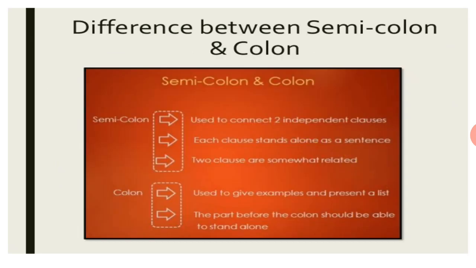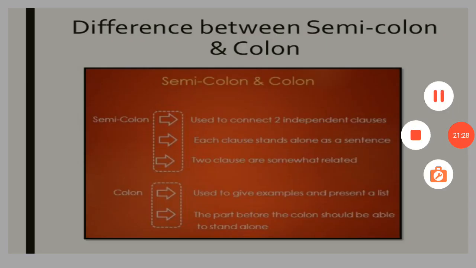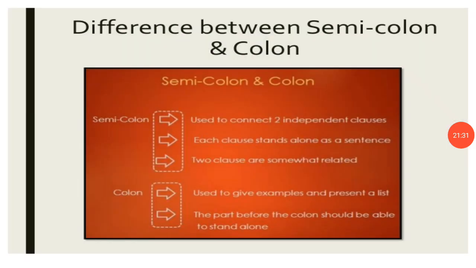Now the next one, difference between semicolon and colon. First, the semicolon is used to connect two independent clauses. Each clause stands alone as a sentence. The two clauses are somewhat related. The colon is used to give examples and present a list. The part before the colon should be able to stand alone.